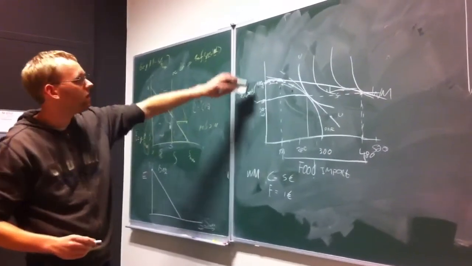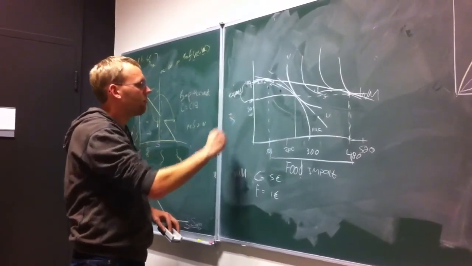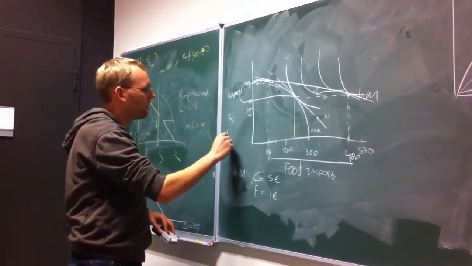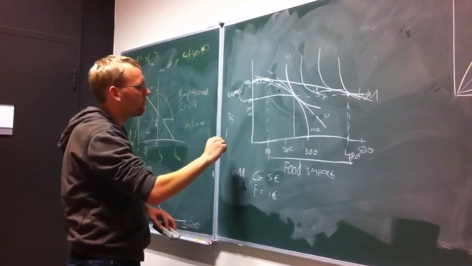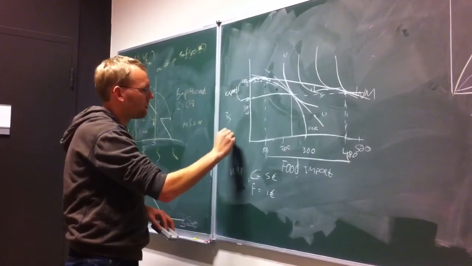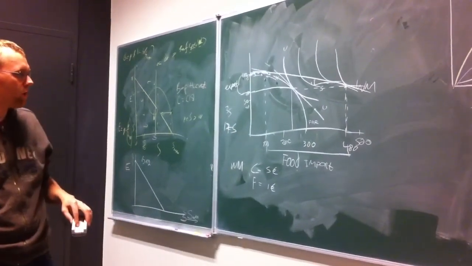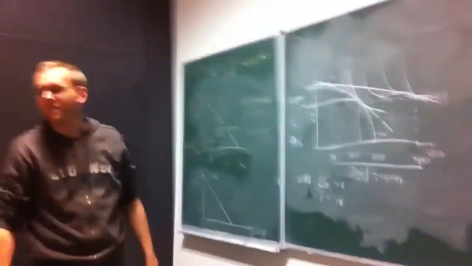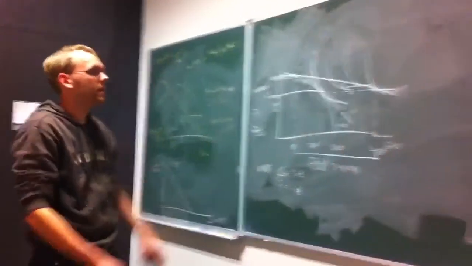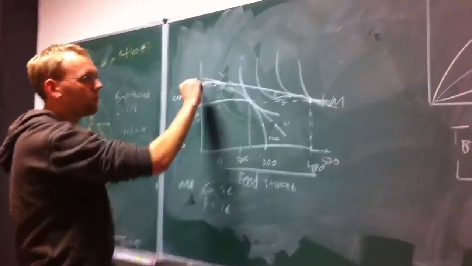If you're exporting 35 clothing, you can only have 175 in food import. So my drawing is all over the place. But that's the sort of the logic. And because of this, you're actually in a consumption point that's outside of your own curve.